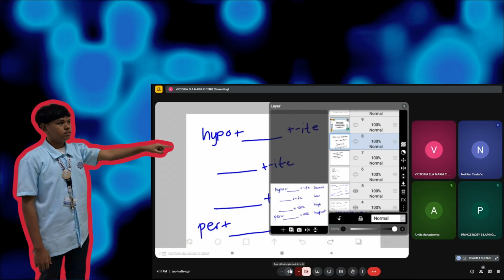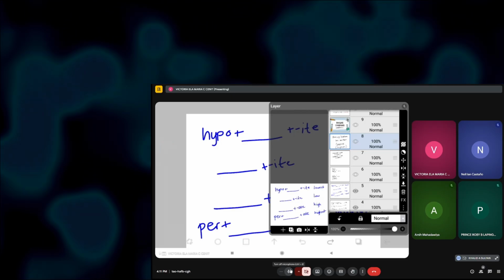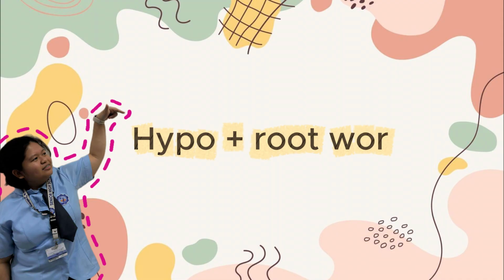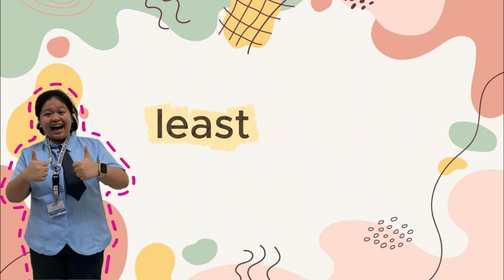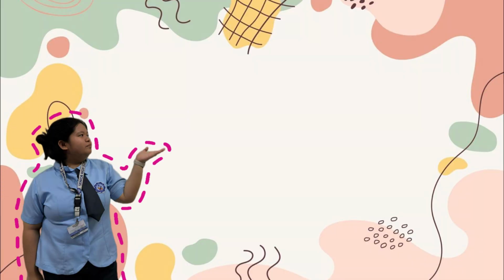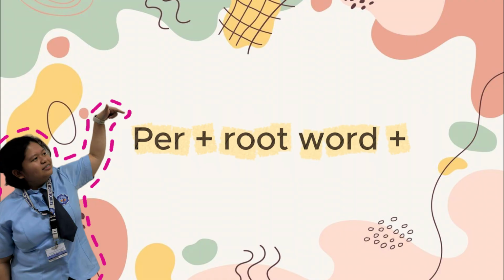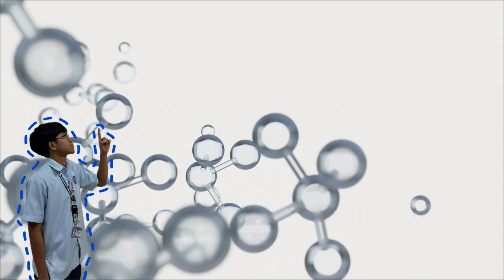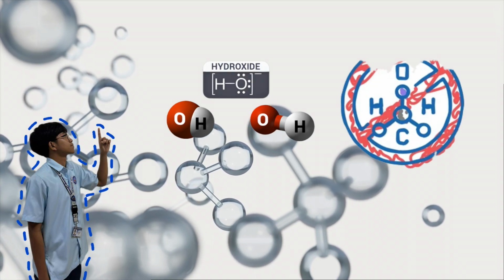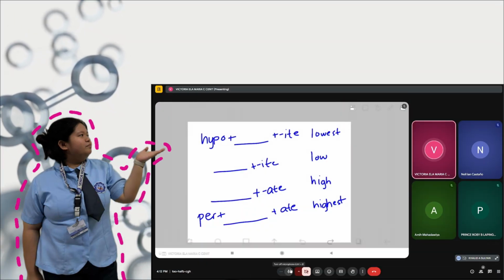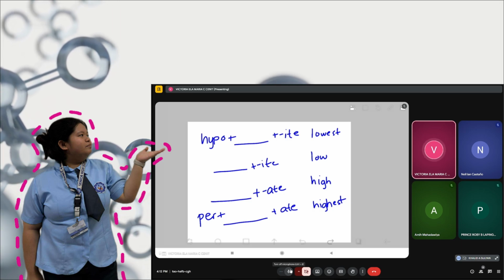Oh, and what about when there are more than two? That's when the prefixes come in. Hypo plus the root word plus ite means the least oxygen. And for the highest oxygen, it's per plus the root word plus ate. Nice. And some exceptions exist, right? Like hydroxide, peroxide, and cyanide. Exactly. Now let's check 5 examples of compounds with polyatomic ions.